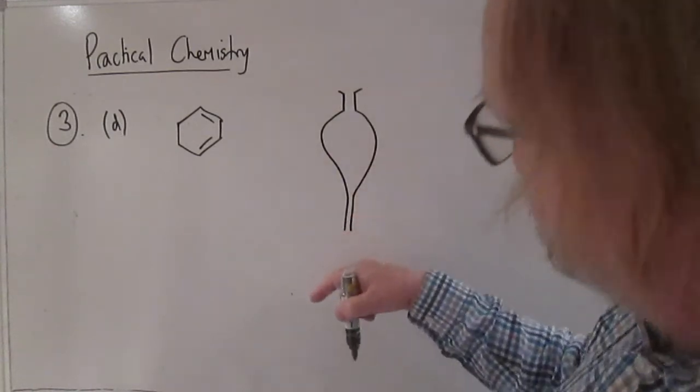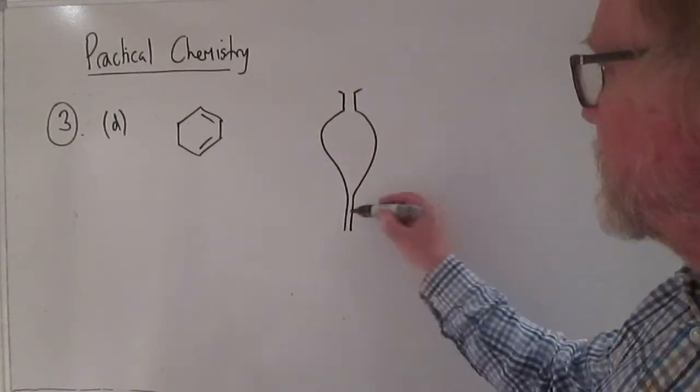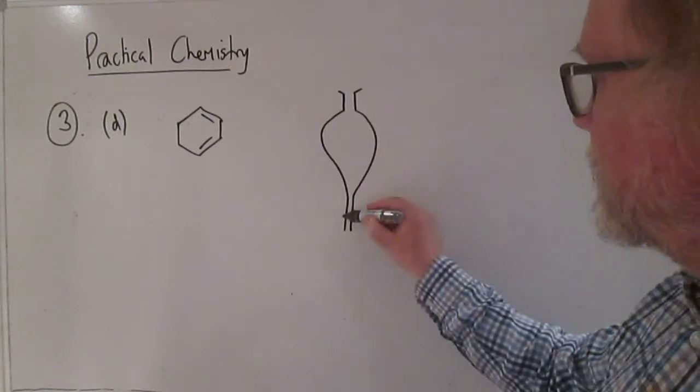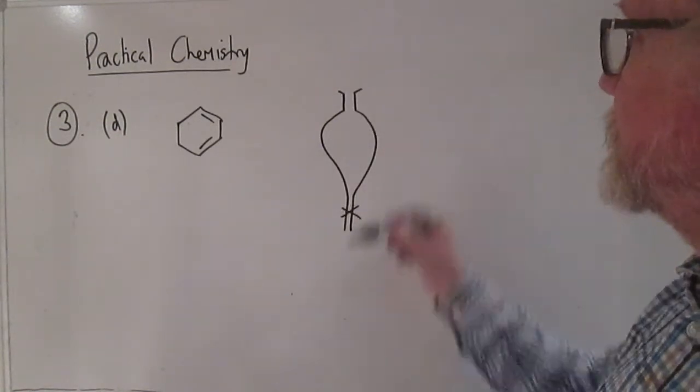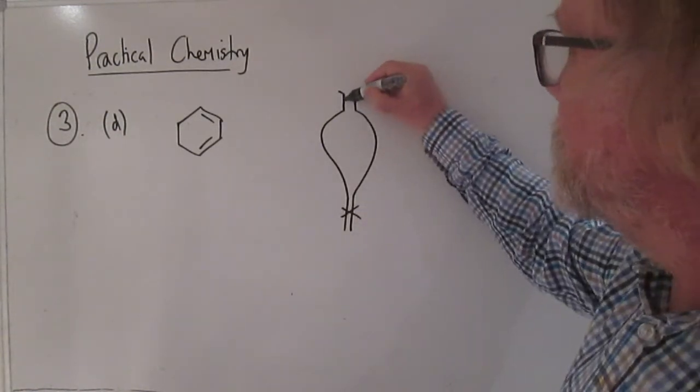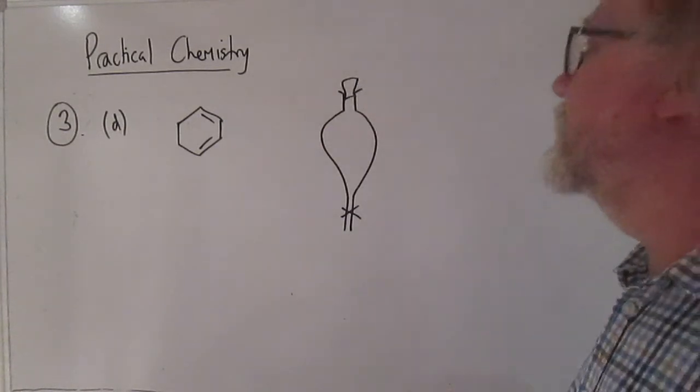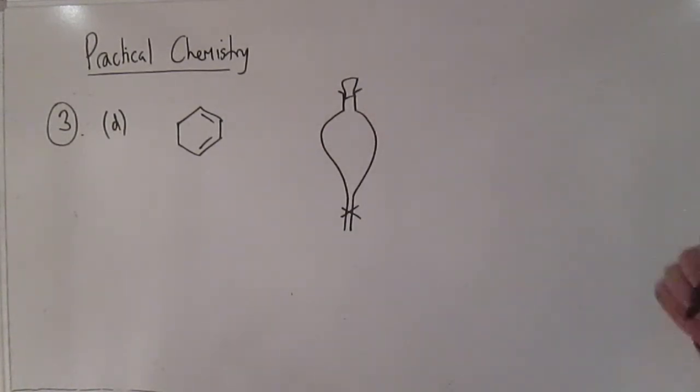So you have this sort of bulb. It's a slightly asymmetric one, but you get the idea that you have this bulb here with a stem with a tap on it at the bottom, and then a stopper that can go in the top, like that. So that's a separating funnel, and that's the key to the first part of this purification.